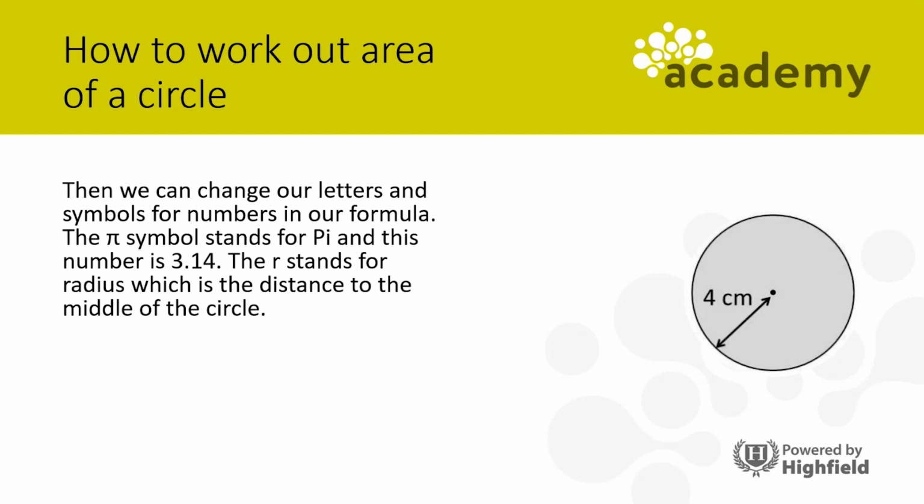Then we can change our letters and symbols for numbers in our formula. The pi symbol stands for pi, and this number is 3.14. And the r stands for the radius, which is the distance to the middle of the circle. So the area equals 3.14 times 4 times 4. And the area equals 50.24 centimeters squared.